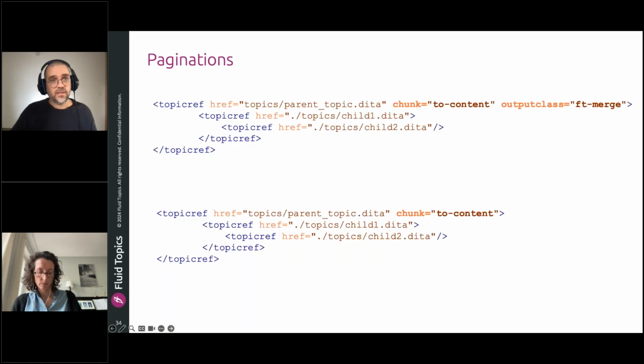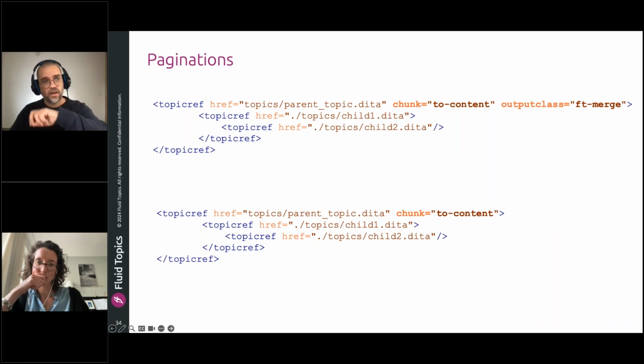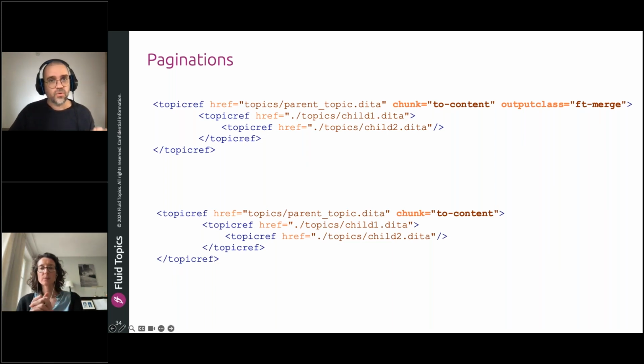Looking at these snippets, we see that we have the topic refs and we have the chunk to content, relatively normal. The only difference lies also in the output class FT merge. When I said before in the diagram that sometimes there are interactions between the CDP and the content authoring, that is a good example. The fact that you may leverage the chunking to apply a specific pagination and getting another type of table of content, right?